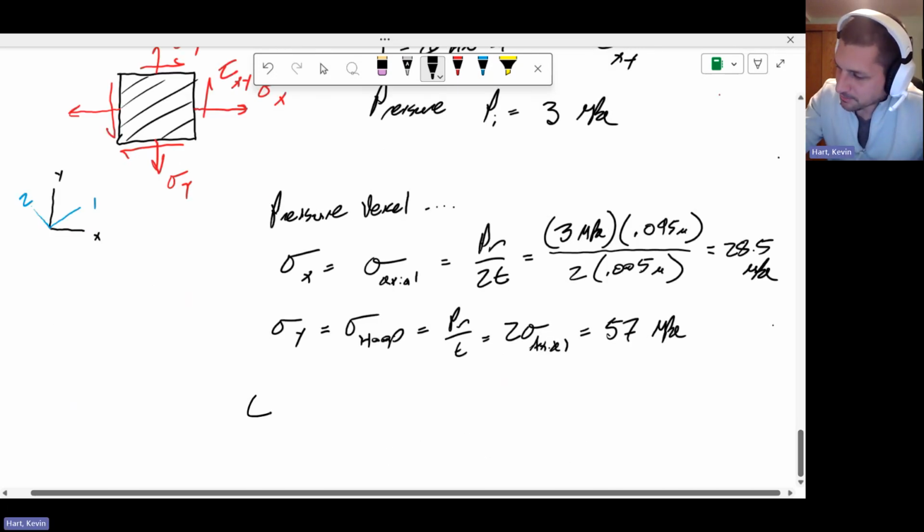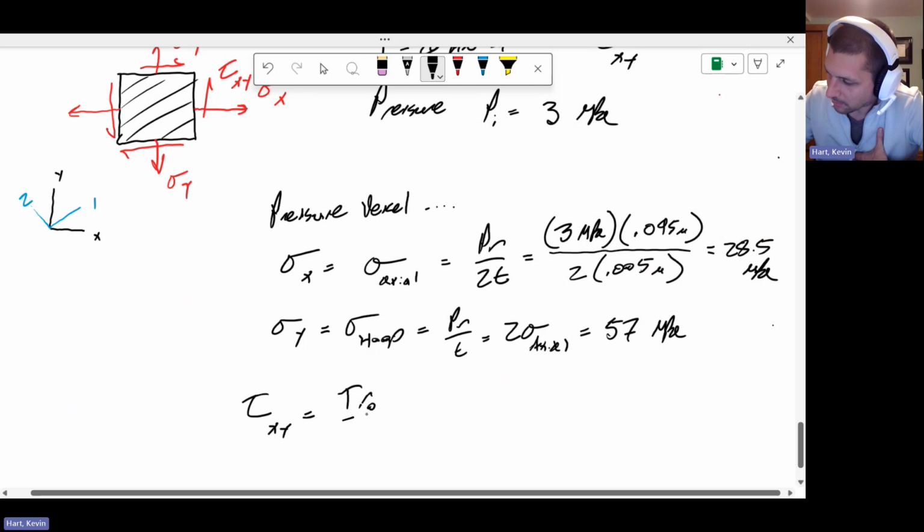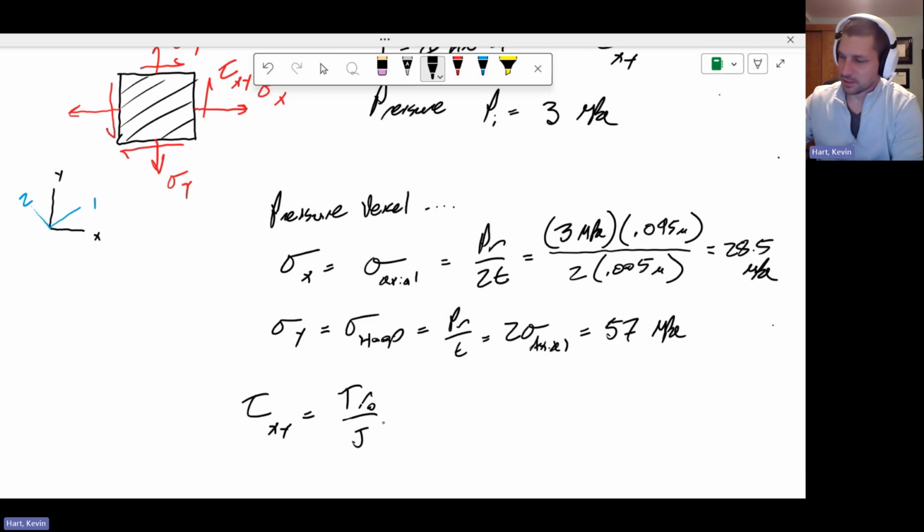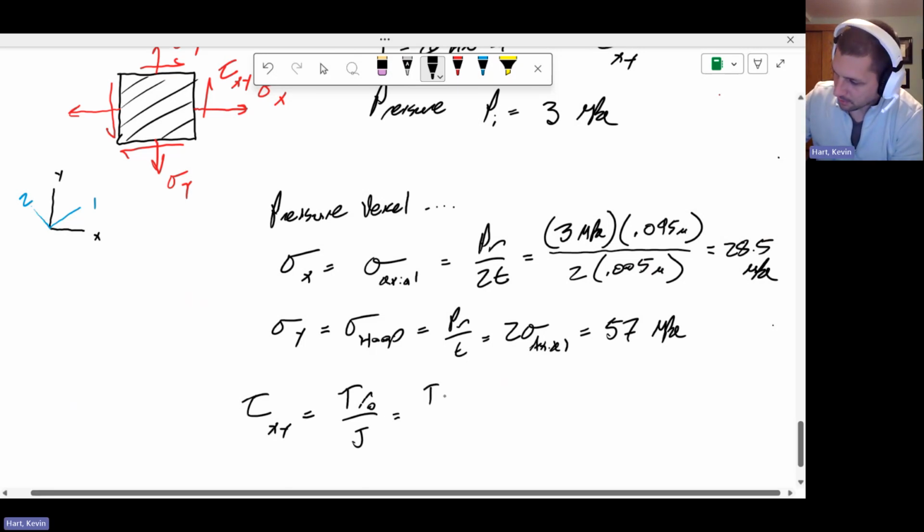Lastly, we need our shear. This comes from torsion. Hopefully you remember the shear stress from torsion equation. This is TR on J, TR outer this time on J, where T is the torque that's applied, R_O is the outer radius, and J is the polar moment of inertia. The shear is pi on 2, R outer to the fourth minus R inner to the fourth.